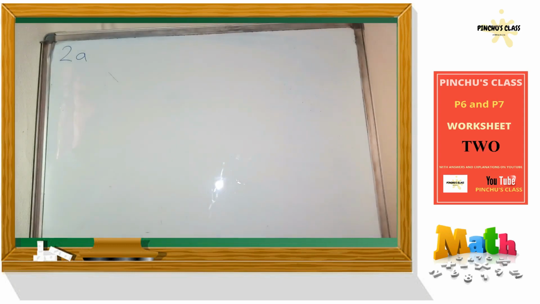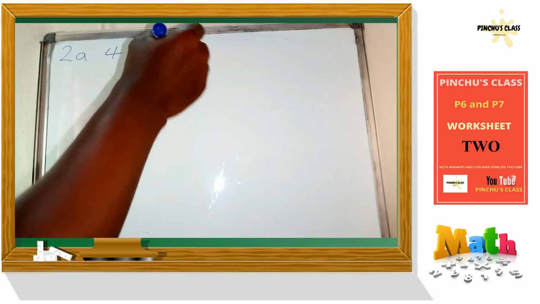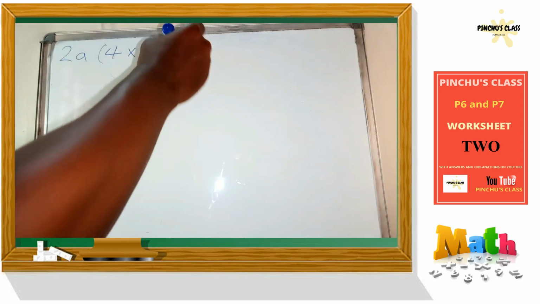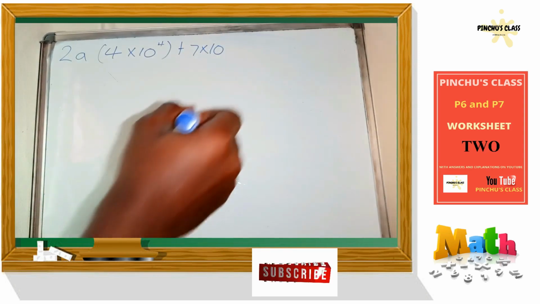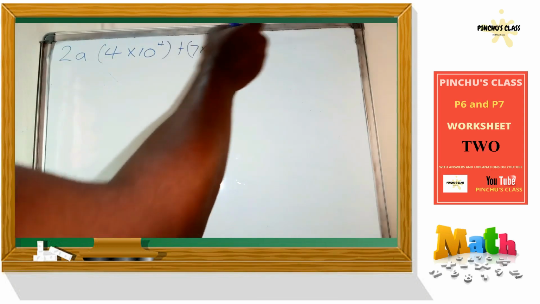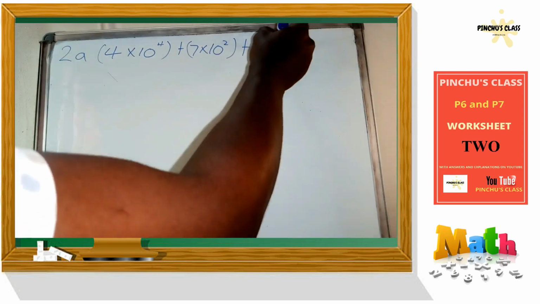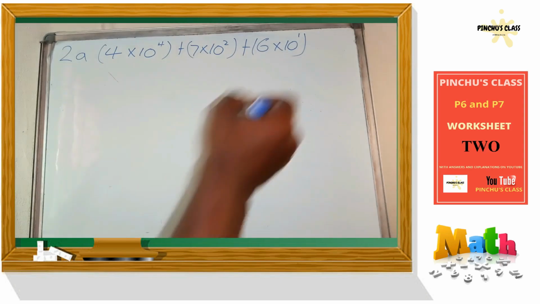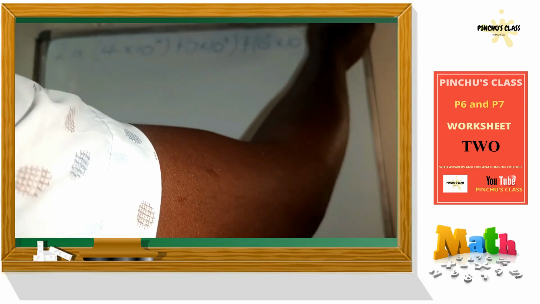So they have given us a number which has been expanded. So the number is 4 times 10 power 4, plus 7 times 10 power 2, plus 6 times 10 power 1, and the last one is going to be 3 times 10 power 0.